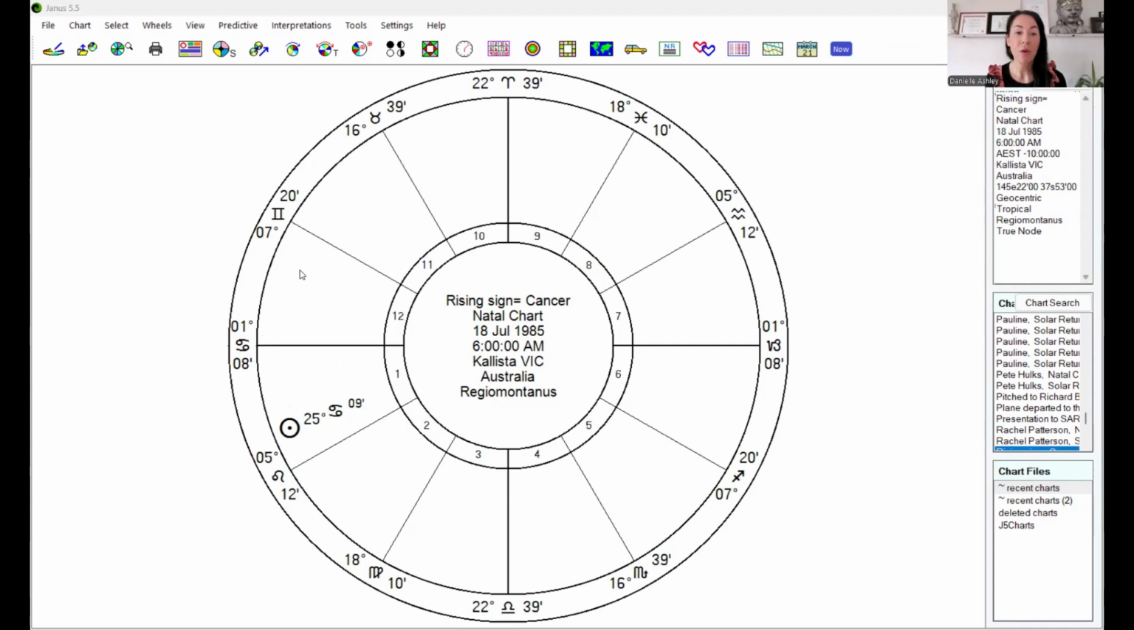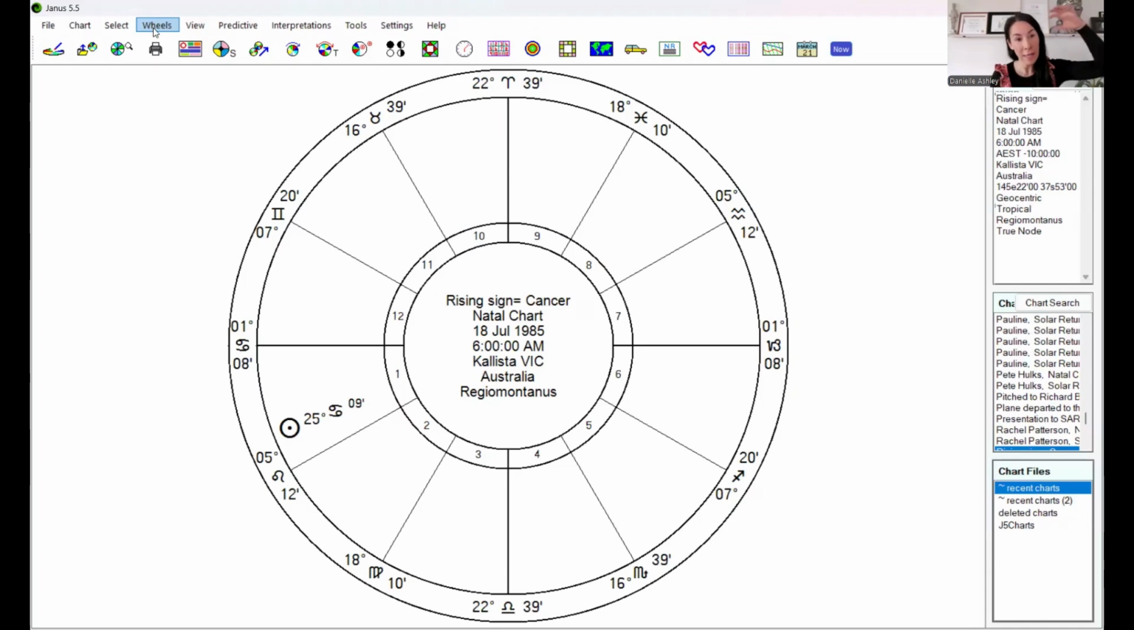So if we wanted to understand what transits this person's having, so where are the planets moving through this person's chart at the moment? Now, transits are the application of the chart of the here and now moment over the top of your birth chart. So let's have a look.